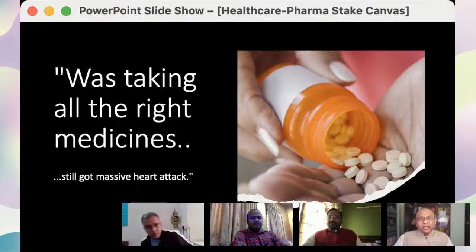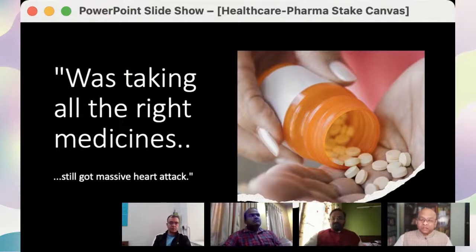Sometimes many of my physician friends, or even my pharmaceutical professionals, say that the patient was taking all medicine as prescribed, still got a massive heart attack, and the first MI was the last one. The patient either survived in a very bad condition, with so much morbidity, or couldn't.